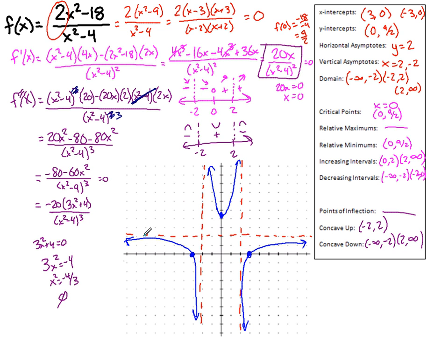And both of these appear to be concave down. Well, that's what it was supposed to be. So there's a graph of a rational function.